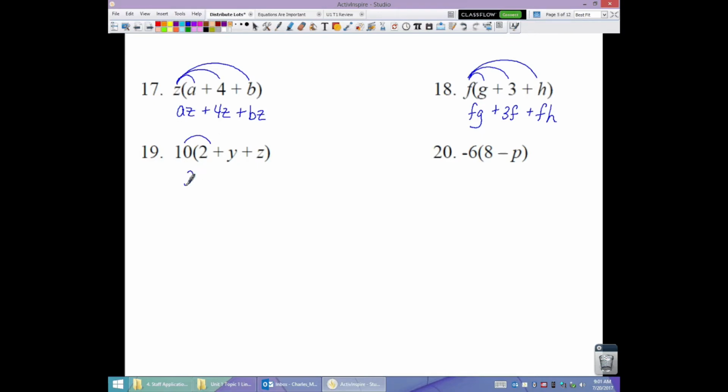Number 19, 10 times 2 is 20, plus 10y, plus 10z.